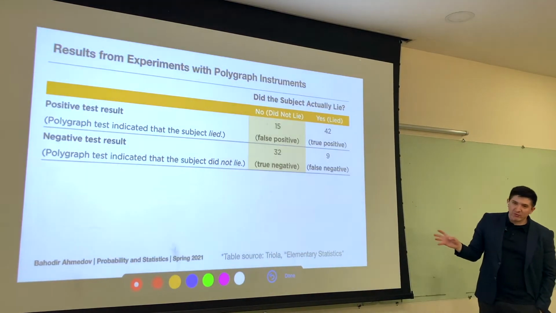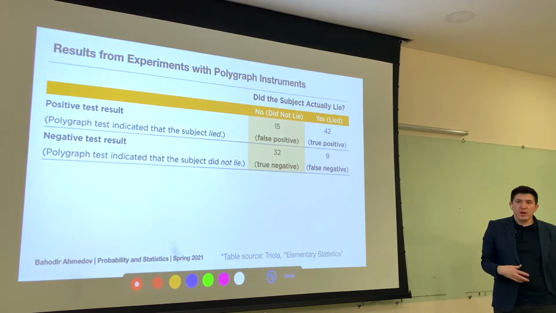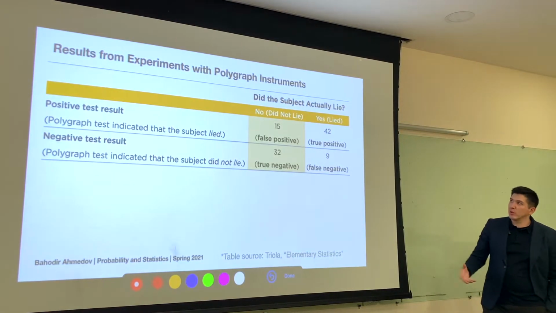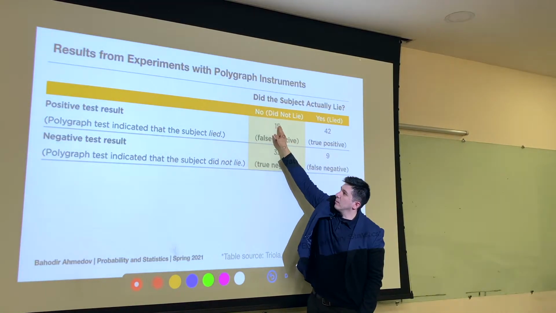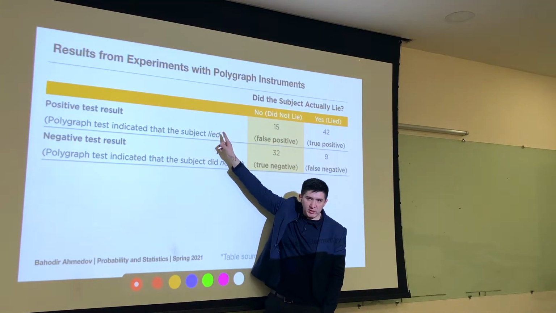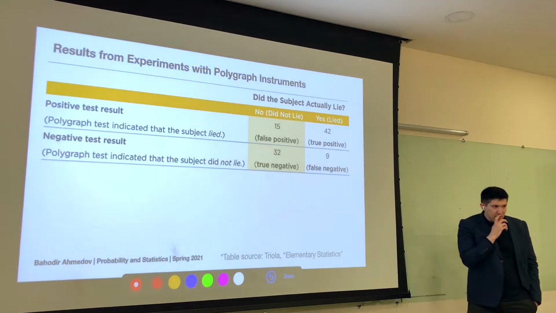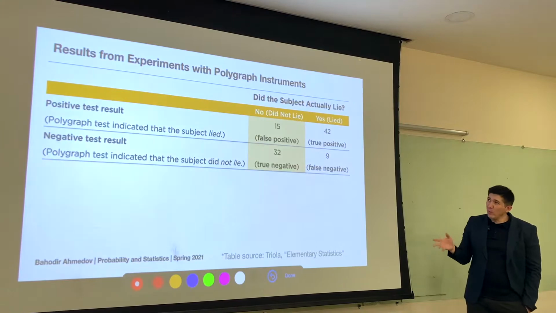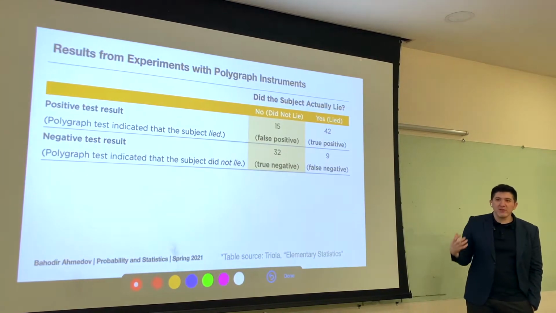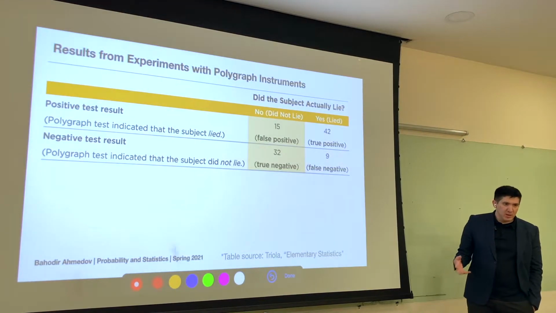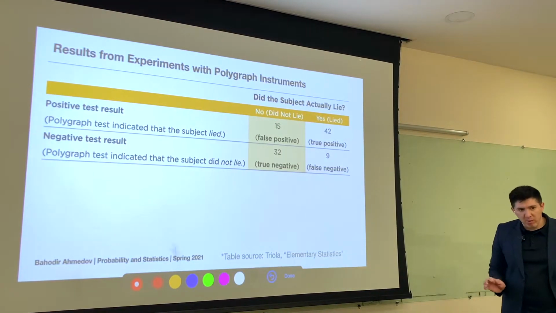But there is another type of error. So this happens when Alisher, for example, indeed didn't lie. He told the truth here, right? But the instrument tests positively. It means that the instrument claims that he's lying. Do you understand this? So what we want, of course, is for these kinds of errors to be very small for our instrumentation. So in order to do this, we're going to evaluate some probabilities.